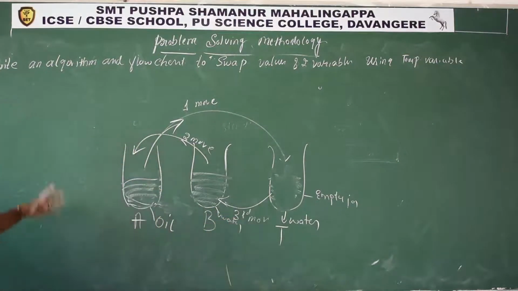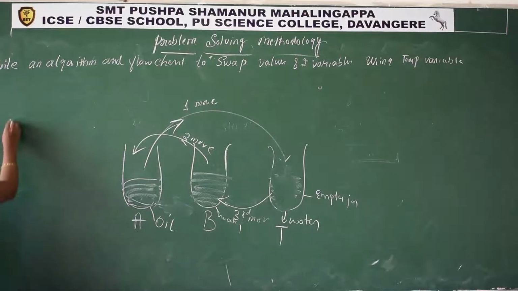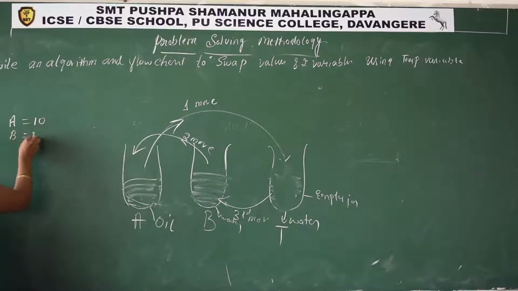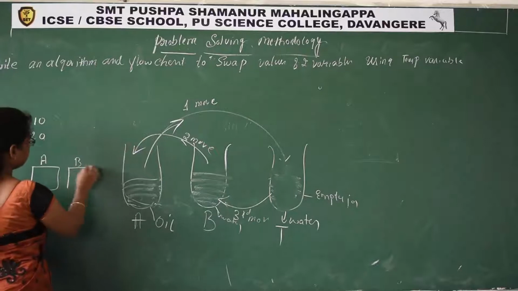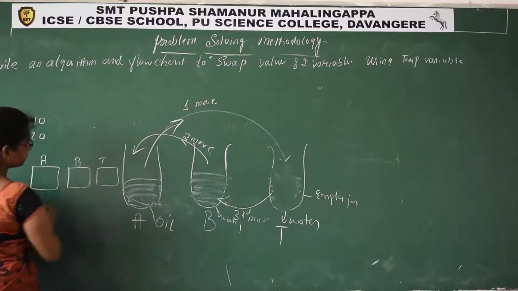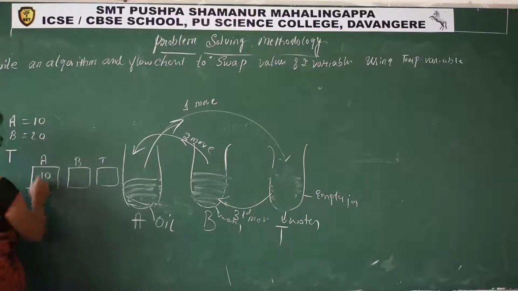Let us apply the same logic here. If A is 10, B is 20, now the content of B has to move to A and the content of A goes to B. We need a temporary variable T. I'll take T. Let us take A, B and T. What is there in A? 10, and B is 20. Nothing is there in T.